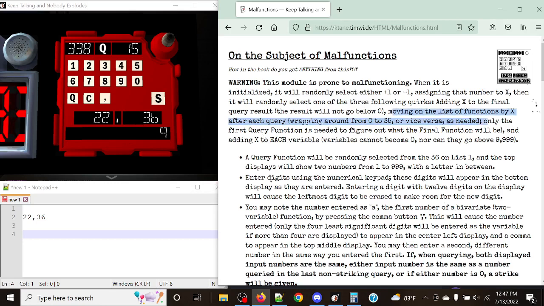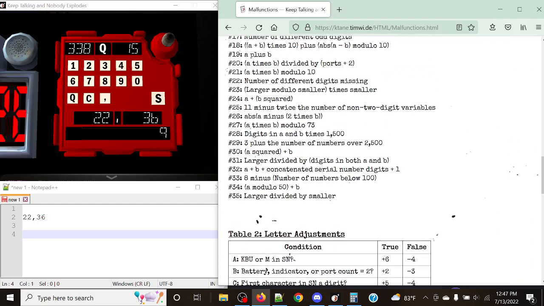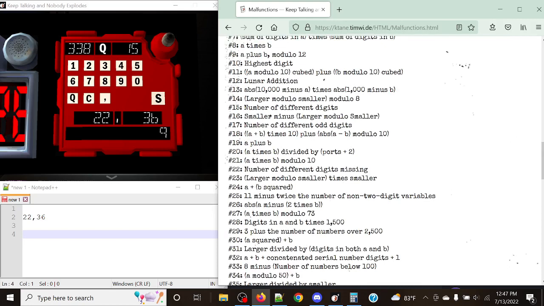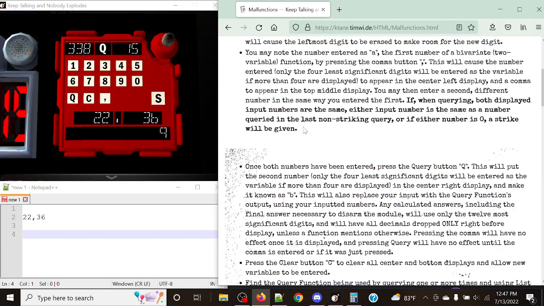But keep this in mind: the first query function that you get, if you happen to get the moving on the list by x, it's not an offset from a previous square that you need to consider. The first one that you get is the first one that you're going to be working with. It's not like, for example, say you started on 17 as your first example, you're not going to go back to 18. It's simply just going to be 17 that you get. That's the way that this works.